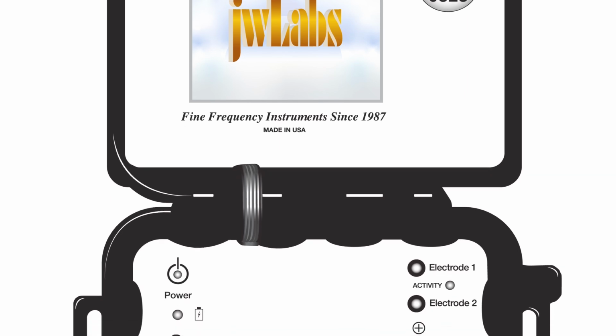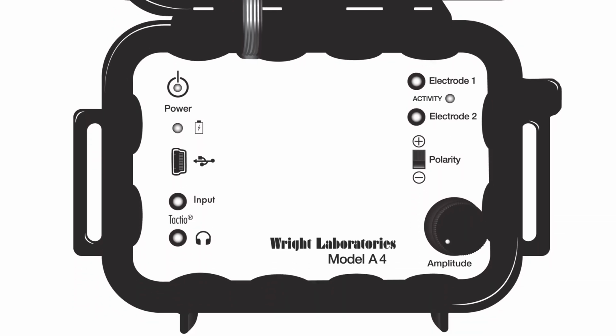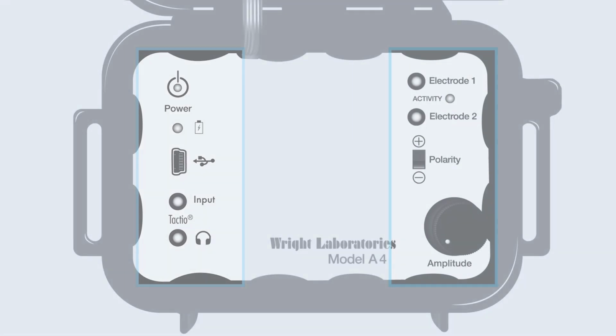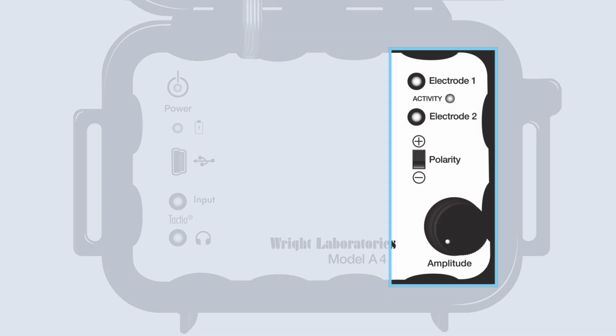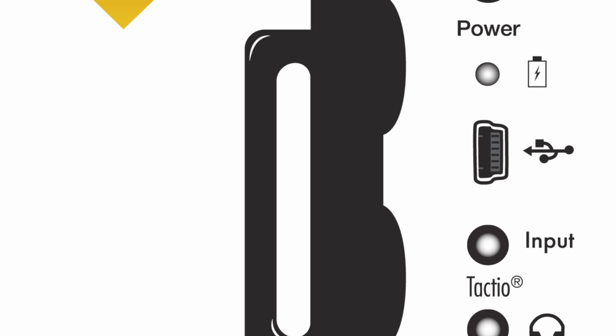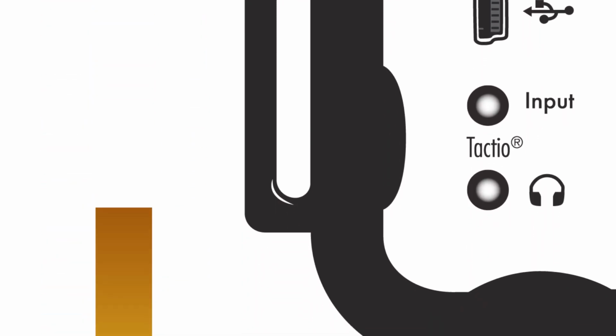Now, let's learn about your A4's lower compartment, which houses the onboard components. On the left side of the unit, you will see the power button and all of the input components. All of the output components are located on the right. Let's start with the left side of your A4 and walk through it top down.